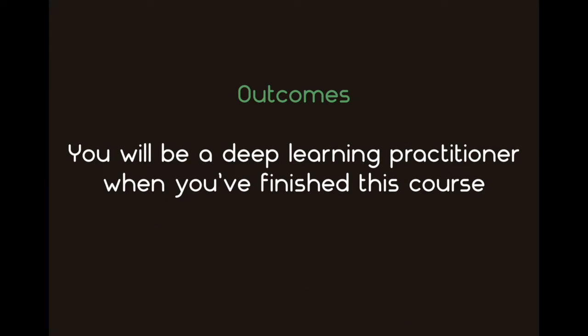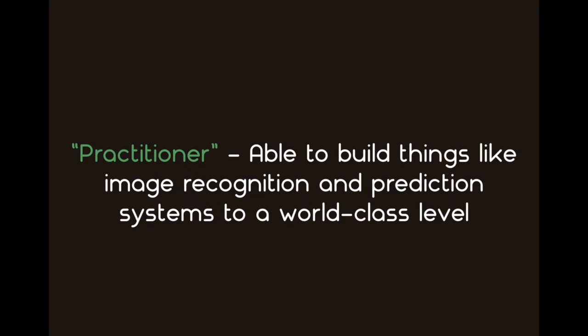One of the big things that we're going to be focusing on is trying to get to a point where we can be a deep learning practitioner by the time that we finish this course. And that's possible, actually. If we stick to the plan as it's been put together, we will be a deep learning practitioner by the end of this course. Isn't that awesome? Now let's start by defining some of our terms. Practitioner, by that we mean we're able to build things like image recognition and prediction systems and recommender systems to a world-class level, right? So that means at the state of the art. And I realise that's a bold claim, but that is the claim that the course makes.